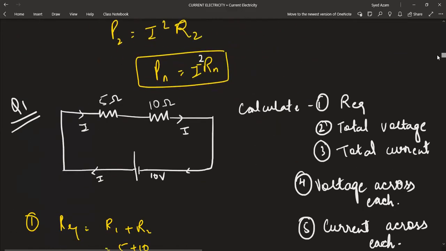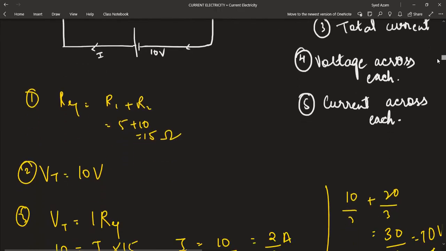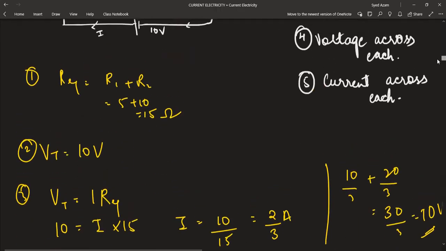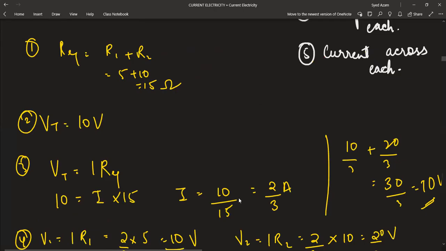So this will be beneficial. Okay. And see, this is a very easy question. 5 ohm resistor, 10 ohm resistor, and you have a 10 volt battery here. R equivalent, see, they are in series. Simply you are going to add them, 10 plus 5, 15 ohms. Total voltage is already mentioned, 10 volt. Total current, see, we have the total resistance now 15 ohm. Total voltage is 10 volt. So total current will be what? Voltage by resistance, that is 10 by 15, or 2 by 3.